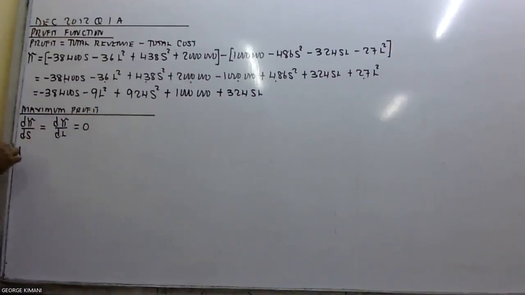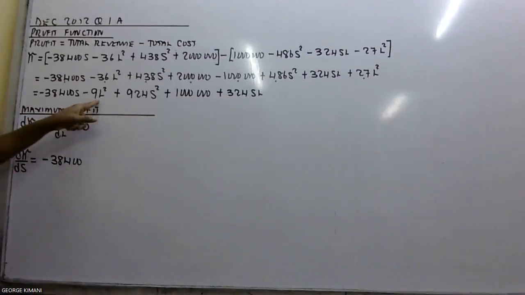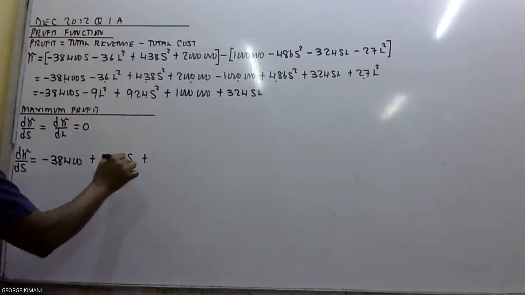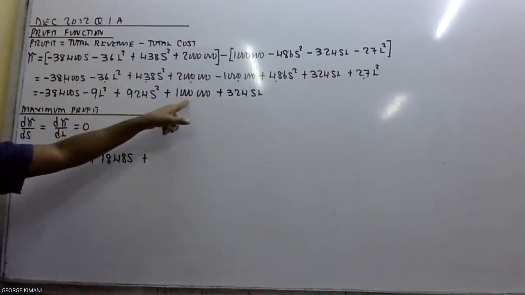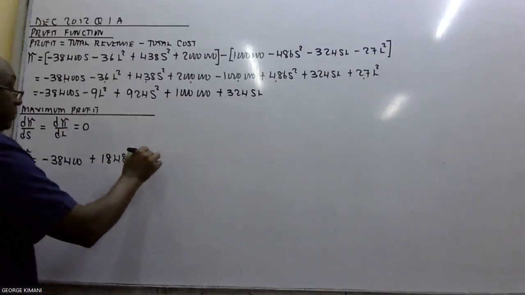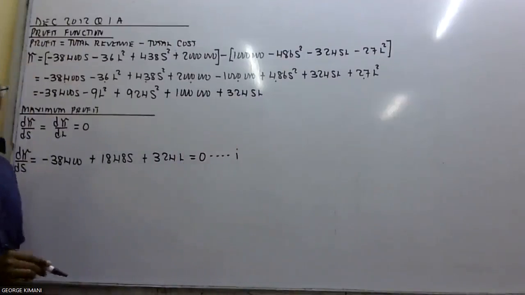Now, the differential of pi with respect to S will be equal to, this one has S, so it becomes minus 38,400. This one does not have S, so it becomes zero. This one has S, so you multiply by 2, you get 1848S. This one does not have S, so it becomes zero. This one has S, so you have 324L. And this is equal to zero, and we call it equation number 1.